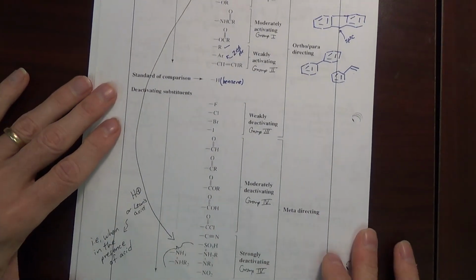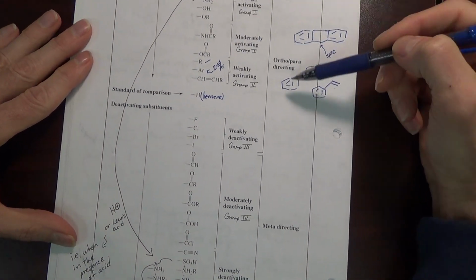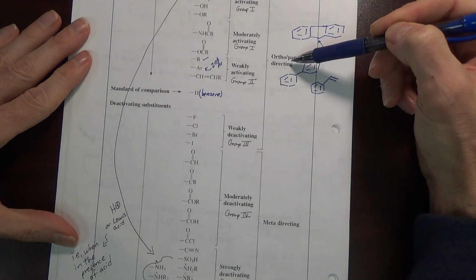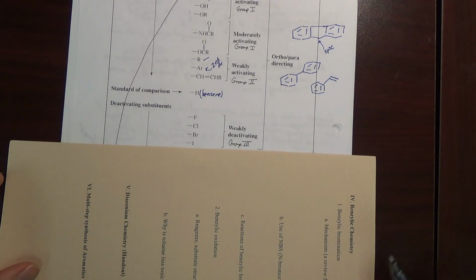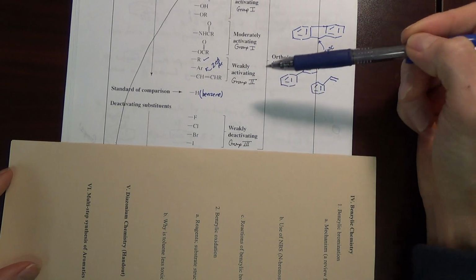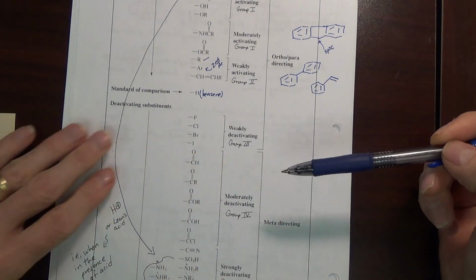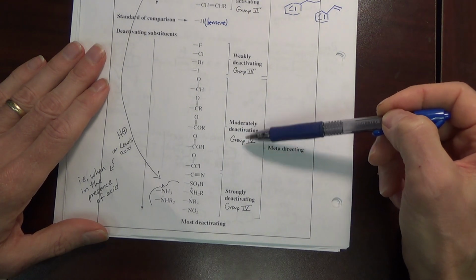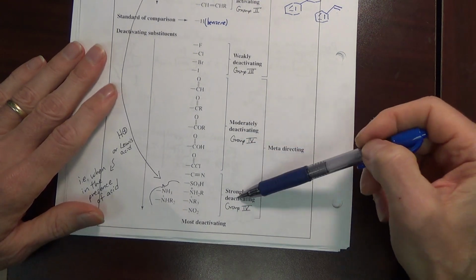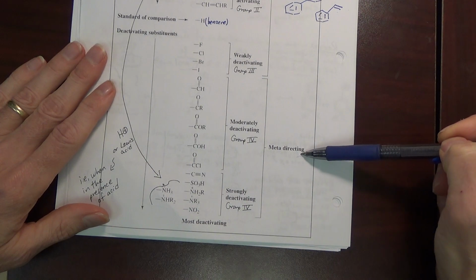Okay, now in this table from the Smith textbook, this is not the Klein textbook, you see that over here they give you the directing effect. All of these here are ortho-para directing. This is groups 1, 2, and 3. And then group 4, again, they separate group 4 based on if they're moderately or strongly deactivating. I did not do that. But group 4 are meta-directing. So that information was in that table.